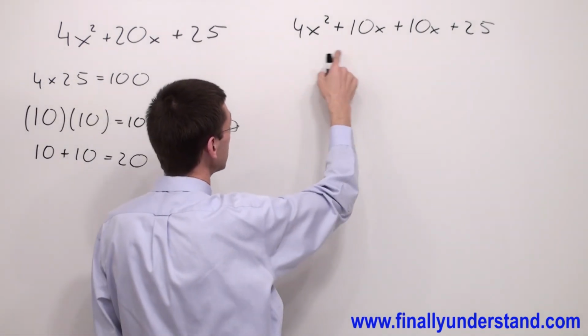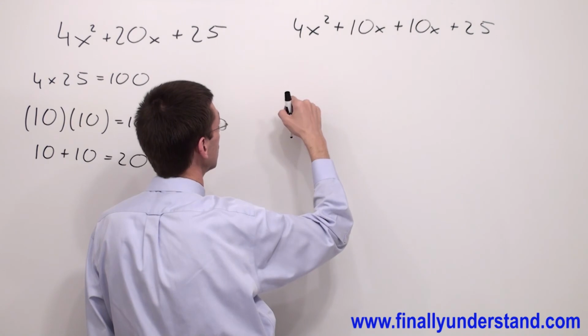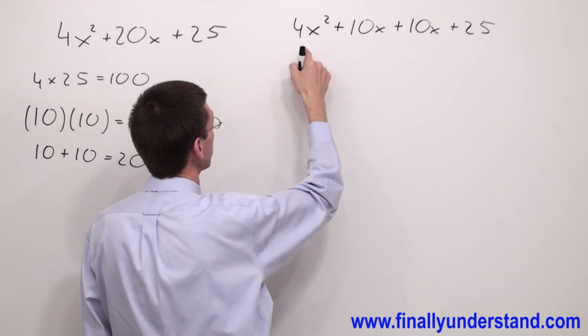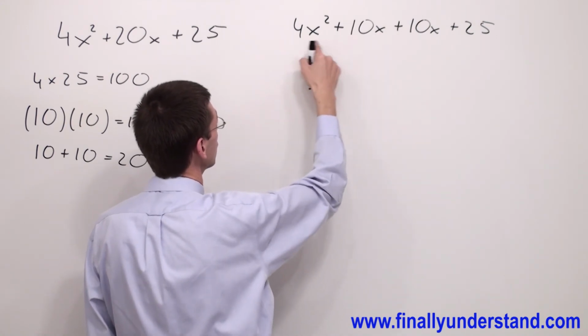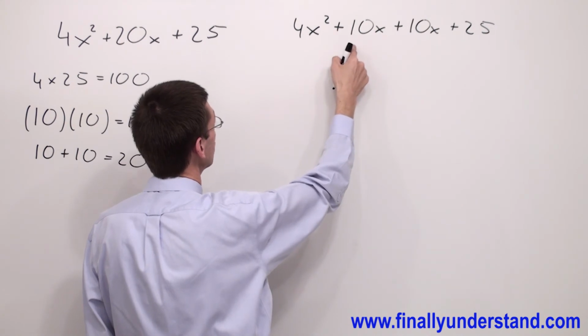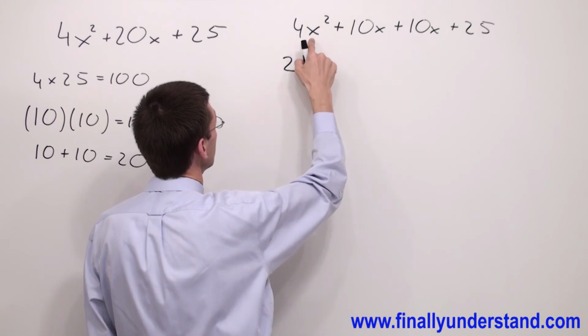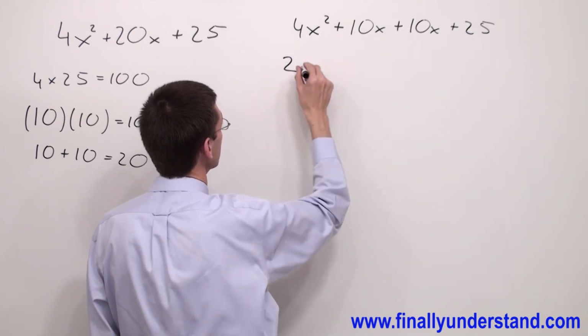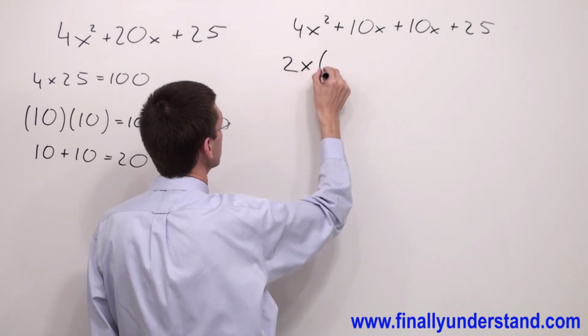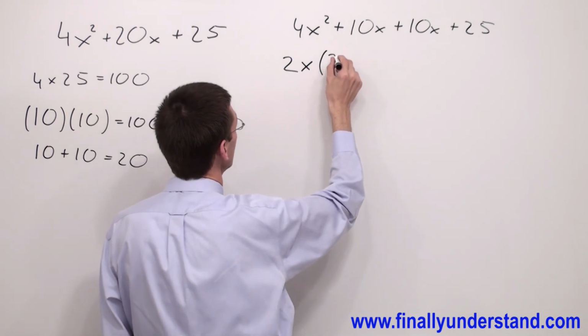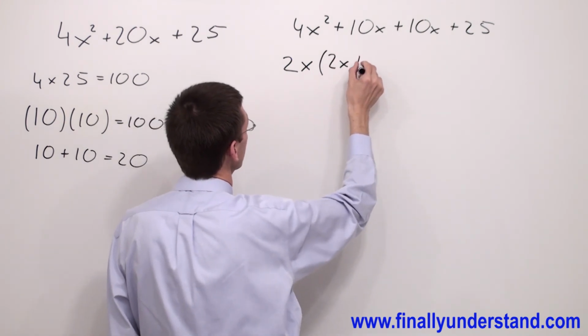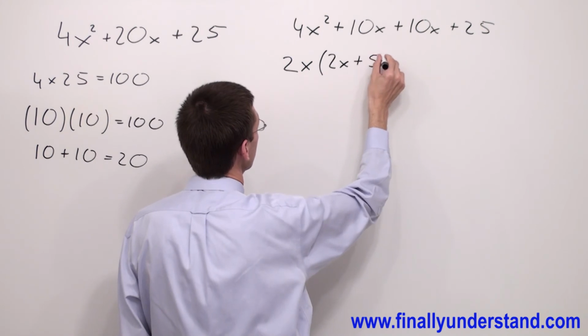Next, I have to check what I can factorize from this expression. I have 4 and 10. From these two terms, I can factorize 2, and I have x squared and x, so I can factorize x also. Inside of the parentheses, I'm going to have 2x plus 5.